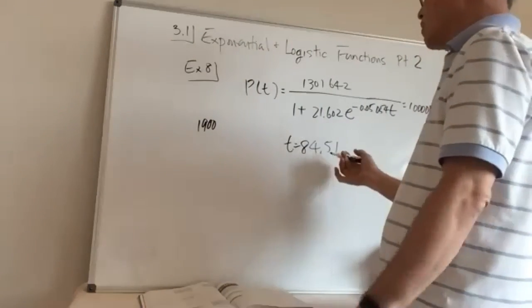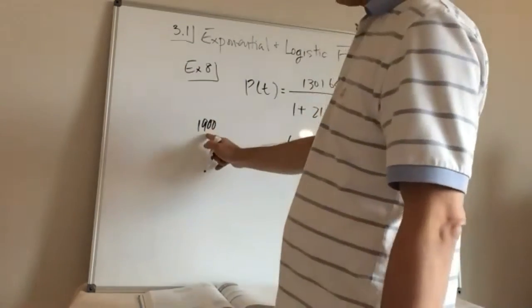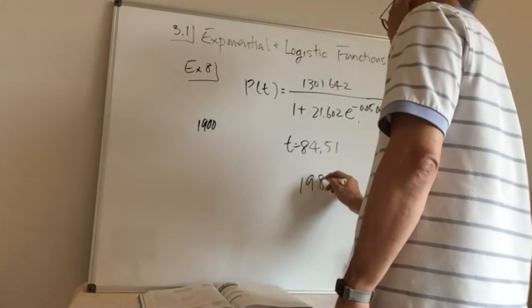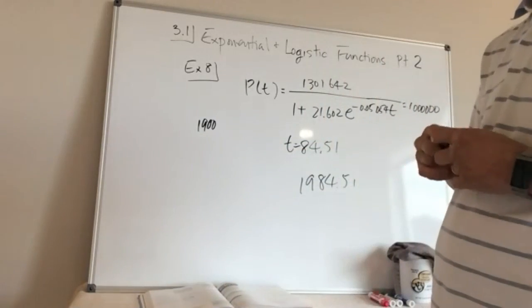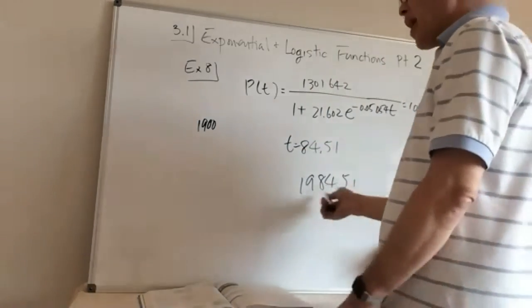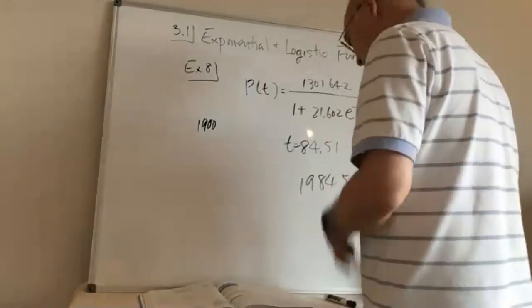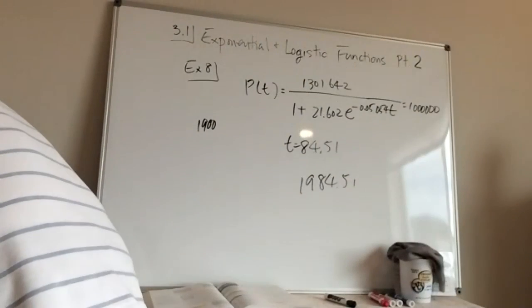So actually, you're going to add that to 1900, because T is time after 1900. So the actual time in history when this happens would have been 1984, about halfway through 1984. All right. We're good, and we are done with that section.